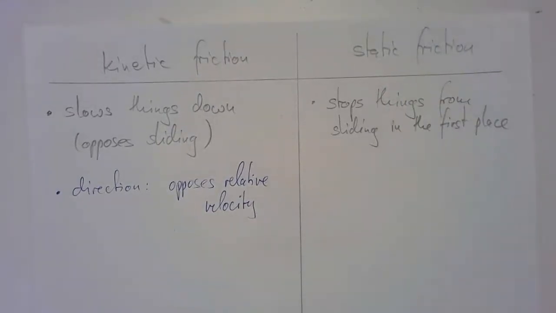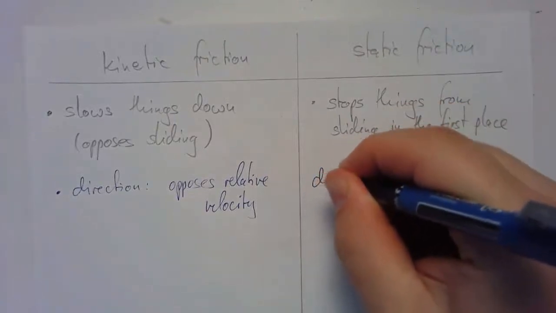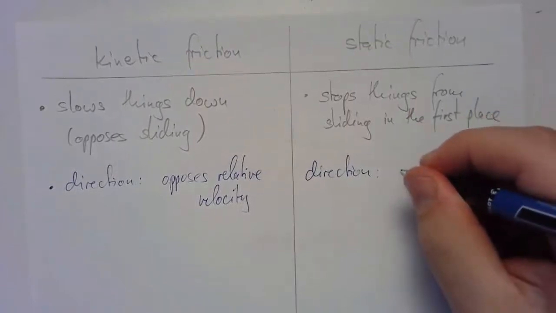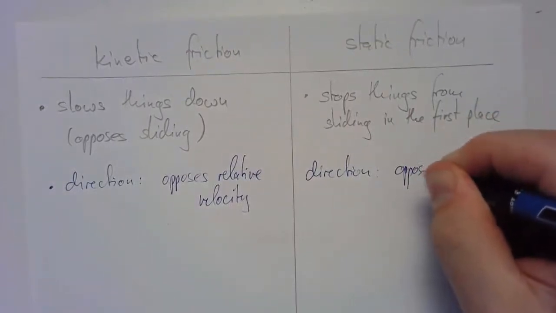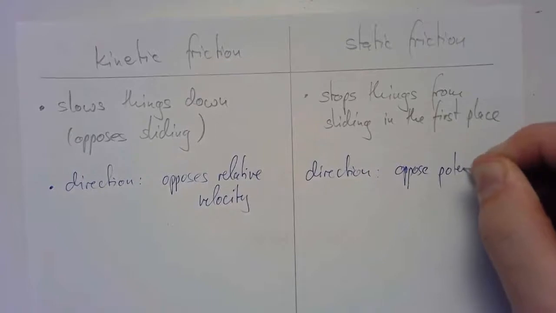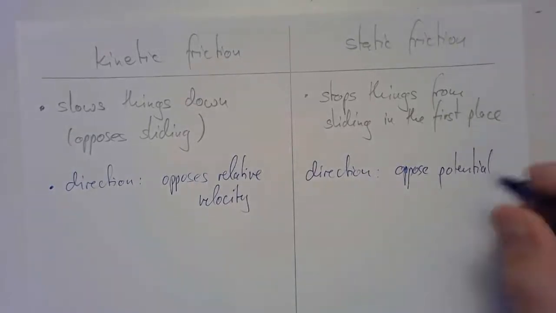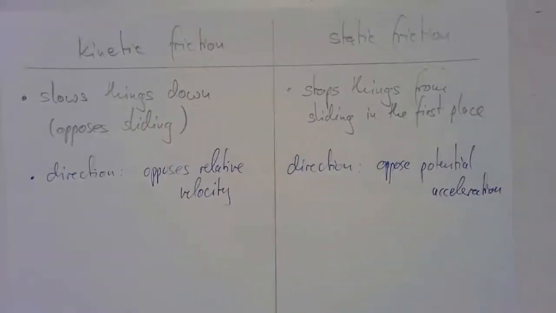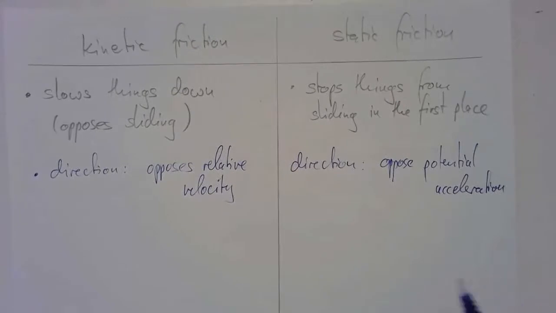Okay, what about static friction? Well, here the direction is, I'm going to write it down in the following way. Let's say it opposes potential acceleration. Now, what do I mean by that? Well, nothing's moving in the case of static friction, right? Your car is parked on the hillside, but it's not moving. So there's no acceleration. I can't say the friction opposes acceleration.